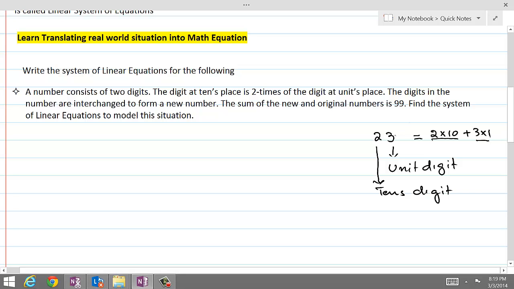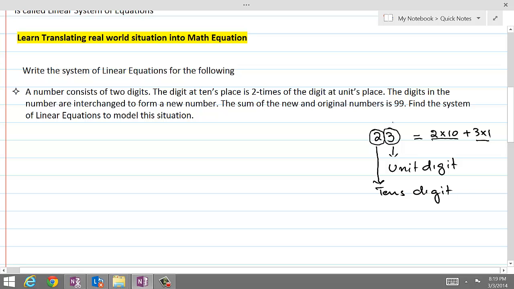And you can see that the number at the ones or unit digit is independent of the number at the tens digit. So the unit digit could be 0, 1, 2, 3, 4, 5, 6, 7, 8, 9, and the number at the second place, the tens digit, could be whatever between 0 and 9.